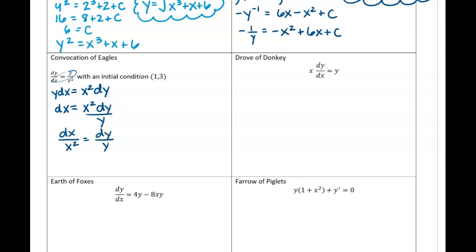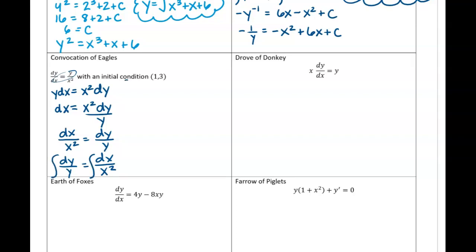I'm going to flip-flop the spots, right? So dy over y equals dx over x squared. And it turns out there's really no great way to get to this. It takes some manipulation as far as cross-multiplying or just multiplying by dx or whatever you want. But let's integrate this.